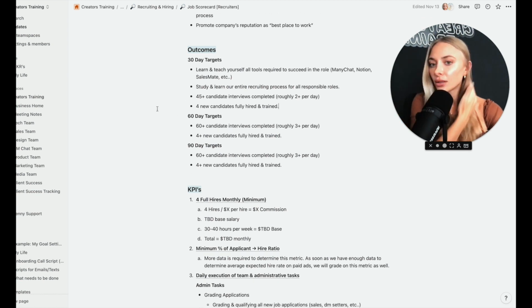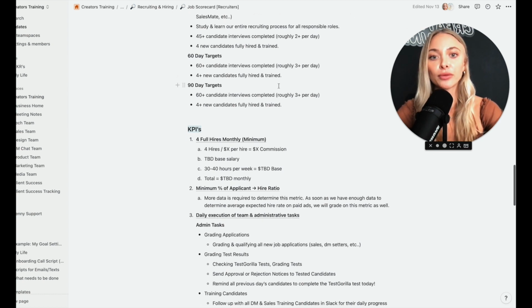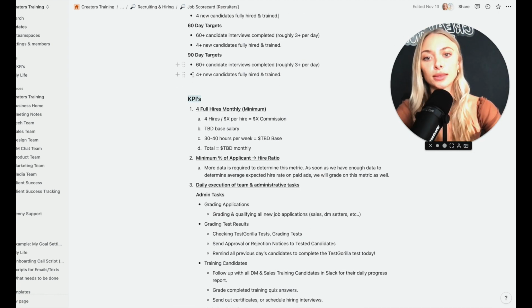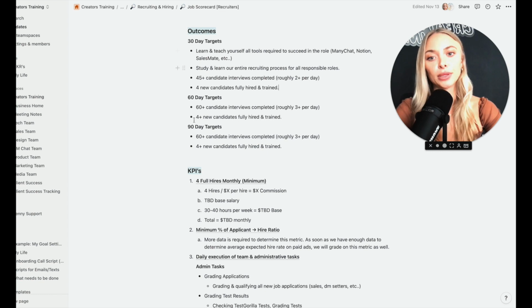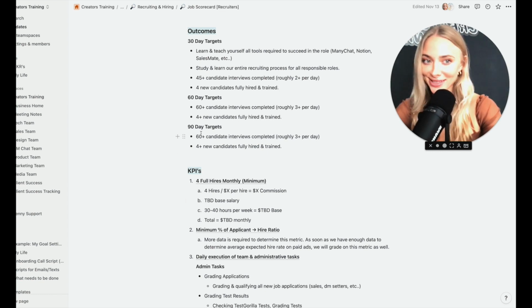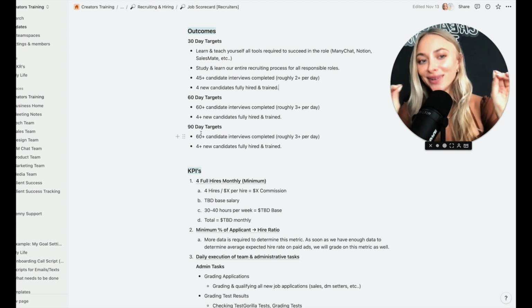So the 60-day targets would be have 60 plus candidates interviewed, roughly 3 per day, 4 new candidates fully hired and trained. And then the 90-day targets would be the same. So that's what we expect in the first 90 days. And that is what good looks like for us. Okay? So you have to do this for yourself. Look, you know what good looks like for you.